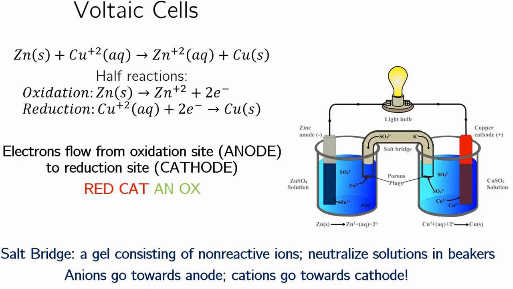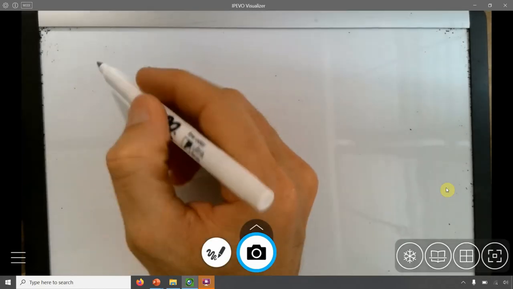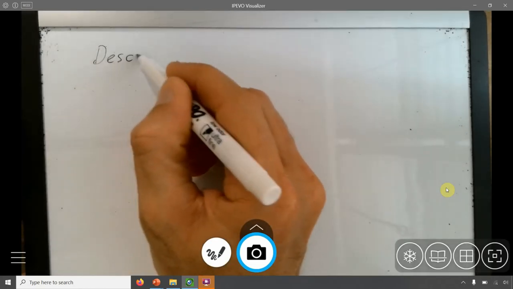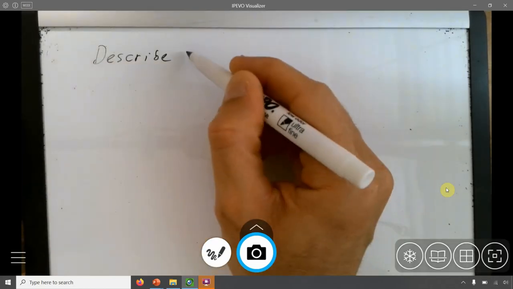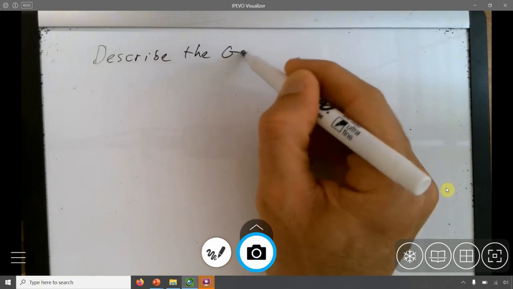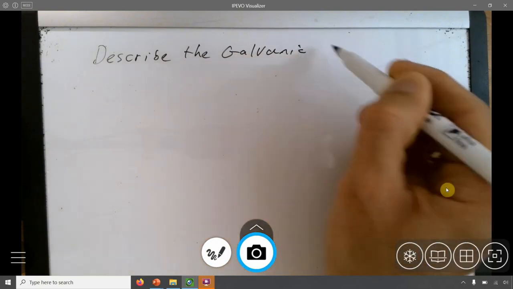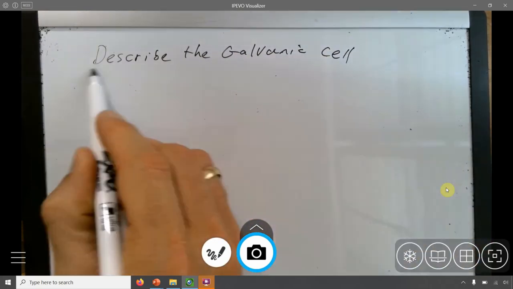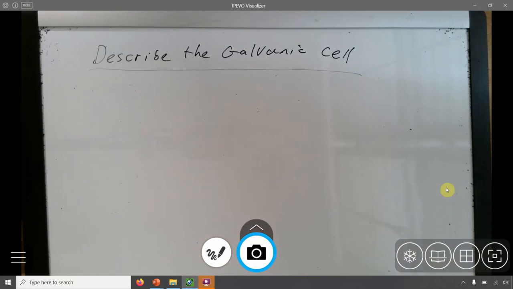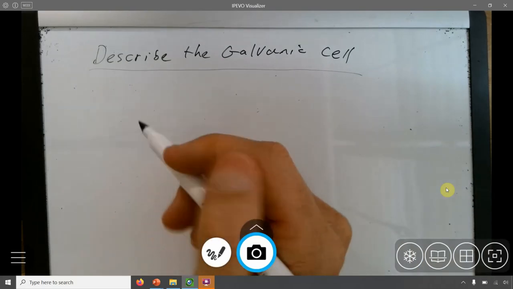So I'm going to give you an example, and let's do that now. Let's look at an example of trying to describe a galvanic cell. So let's describe that. Describe the following galvanic cell. I just got this marker, and I love it. So hopefully it's legible for you. It looks like a pen. It's wonderful.